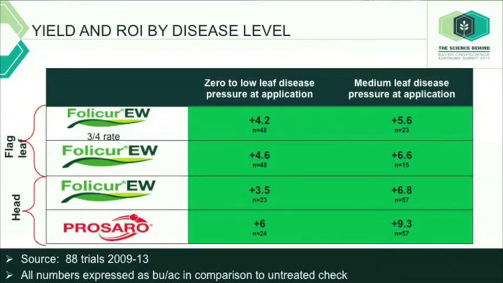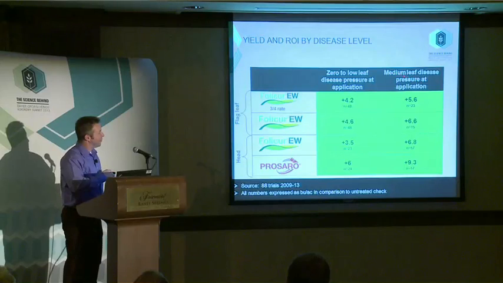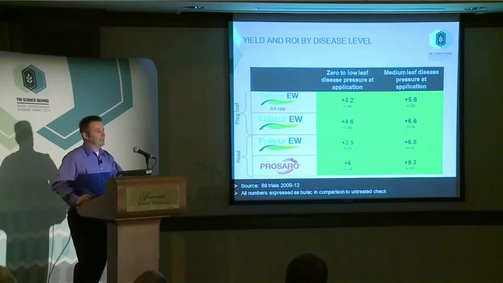Why should I be spraying fungicide on a green plant that's got very little disease pressure? And this kind of backs up the fact that, as we put those fungicides on in a protective fashion, it's still providing a very good return on investment for these guys in the end. Obviously, as we move into that medium leaf disease pressure at application, you can see the numbers kind of pop up accordingly, and we're getting more of a response out of the fungicides.